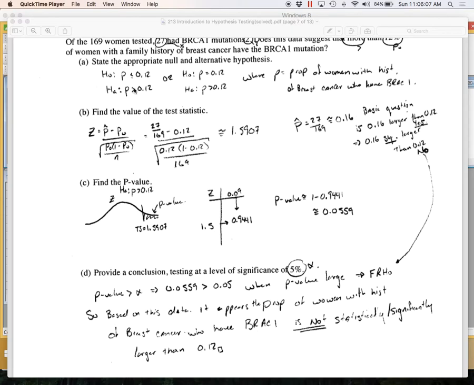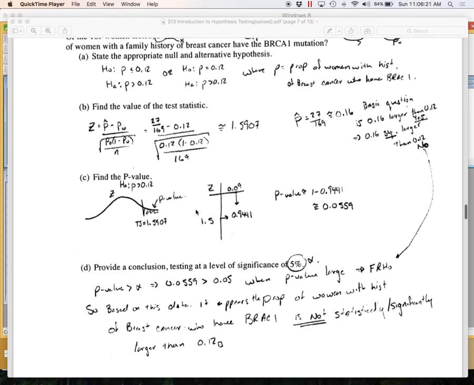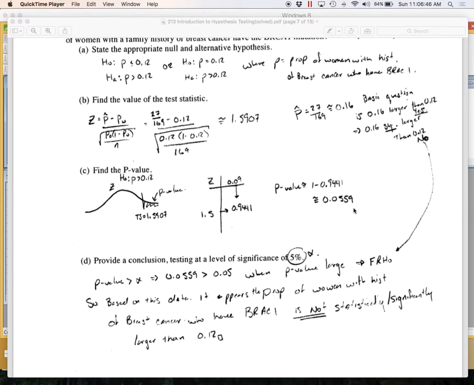Look at the sign in the alternative. It points at which side the p-value is on. It is going to be on the greater than side. Here is my test statistic here. I'm trying to find out what this area is because that is the p-value. So 1.5 and where it matches up with 0.09 on my Z table. I would look at where these match, and I find 0.9441. Again, this is the cumulative area. If I want this area, which is the p-value, of course I have to do 1 minus that. So here I get a p-value of 0.0559.